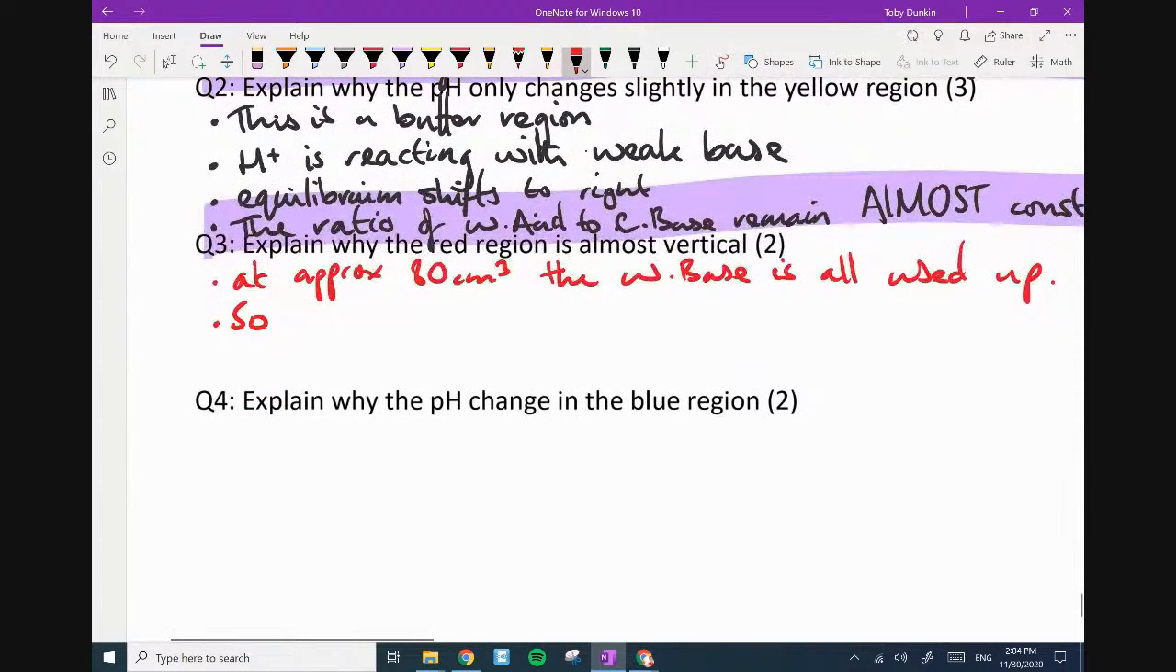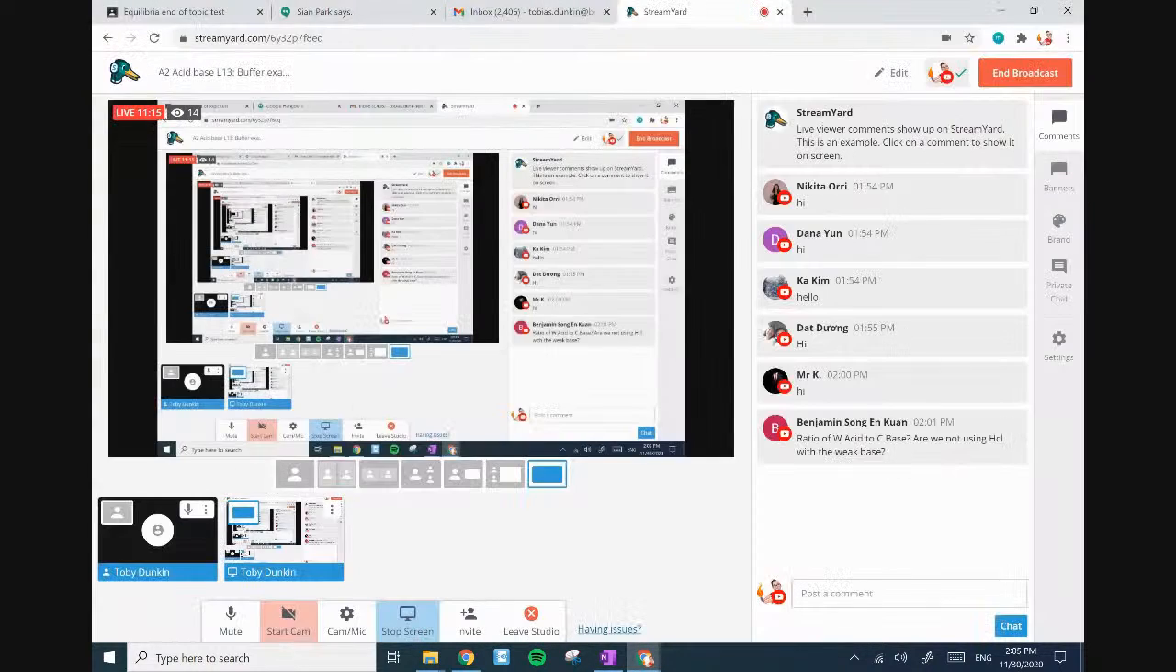So nothing to react. I'm suddenly realizing I'm getting messages come through on my computer, which means, oh no, let's ignore that one. I need to bring up ratio of weak acid to beta.